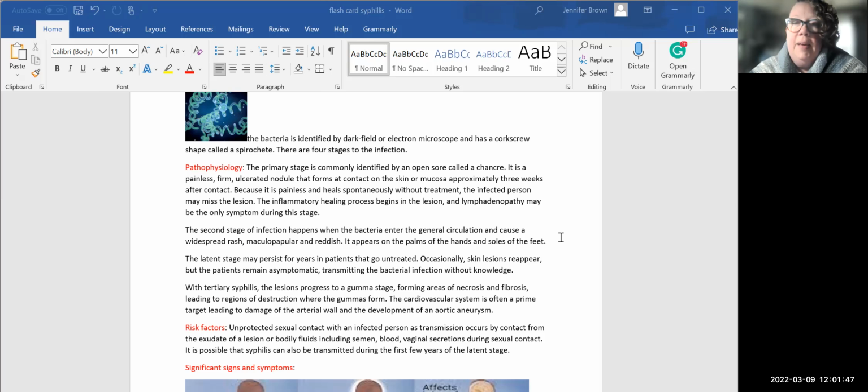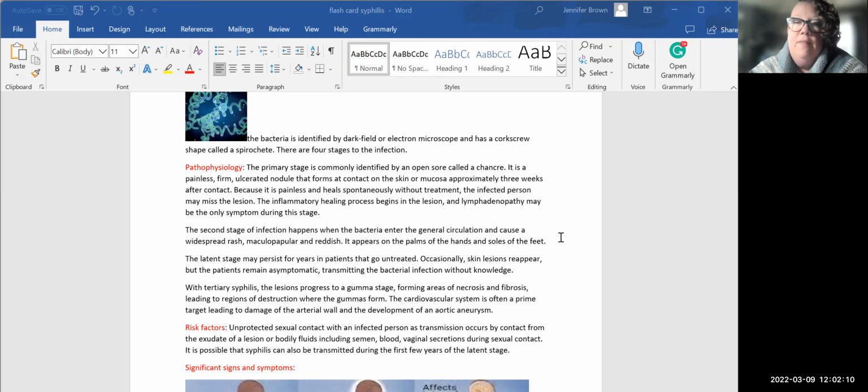The sore can appear on the mouth and kind of look at the edge of a lip like a cold sore. Because it's painless and the sore heals spontaneously without treatment, an infected person may actually miss the lesion and possible diagnosis. The inflammatory healing process begins at the lesion, and sometimes lymphadenopathy may be the only symptom during that stage.